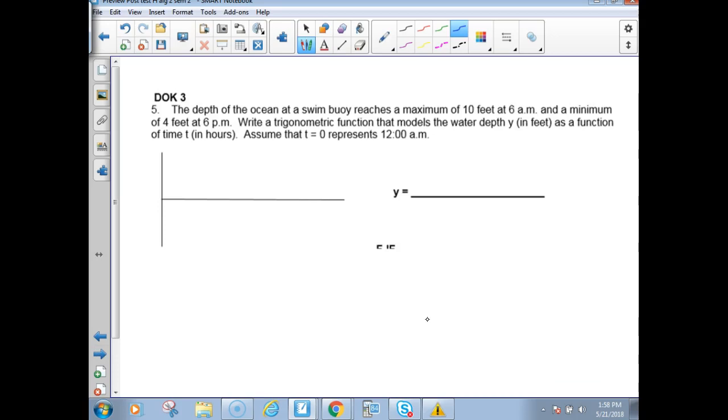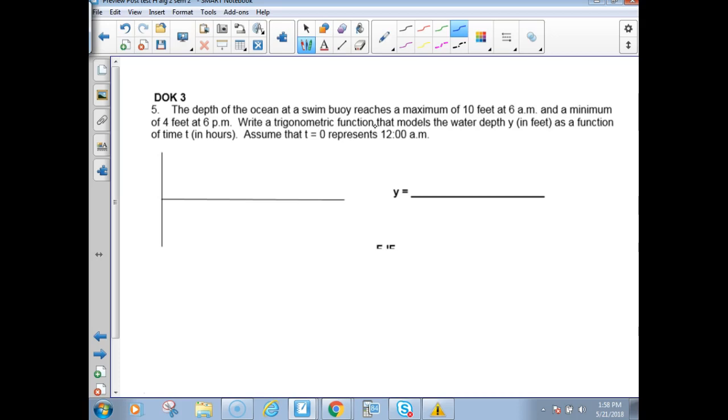Number 3, the depth of the ocean at a swim buoy reaches a maximum of 10 feet at 6 a.m. and a minimum of 4 feet. Is this changed to 6? Oh, that has to be p.m. Does it say 6 feet at 6 a.m. and 4 feet at 6 p.m.? Or it needs to be p.m.? Okay, I had fixed mine apparently.